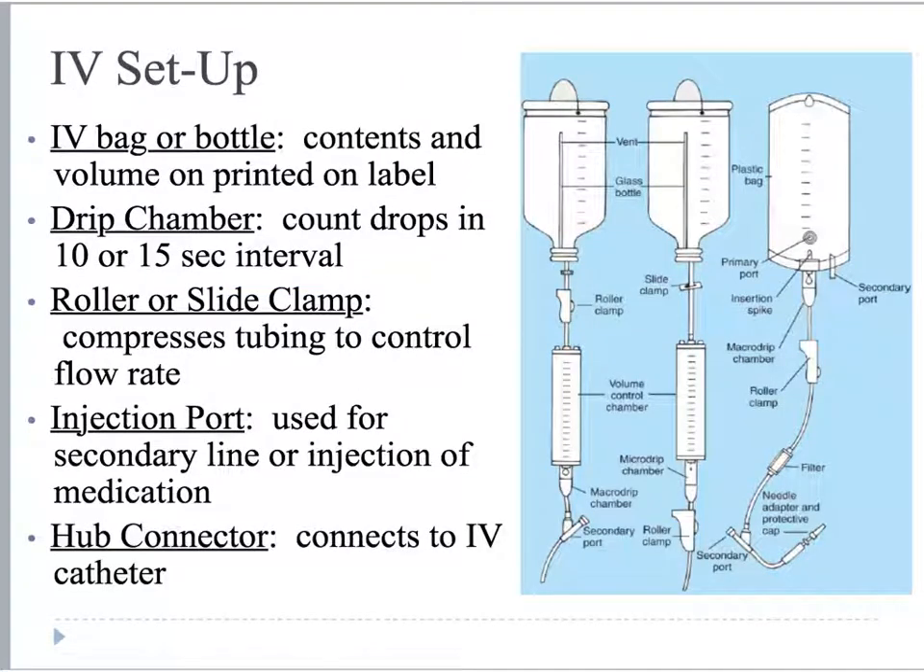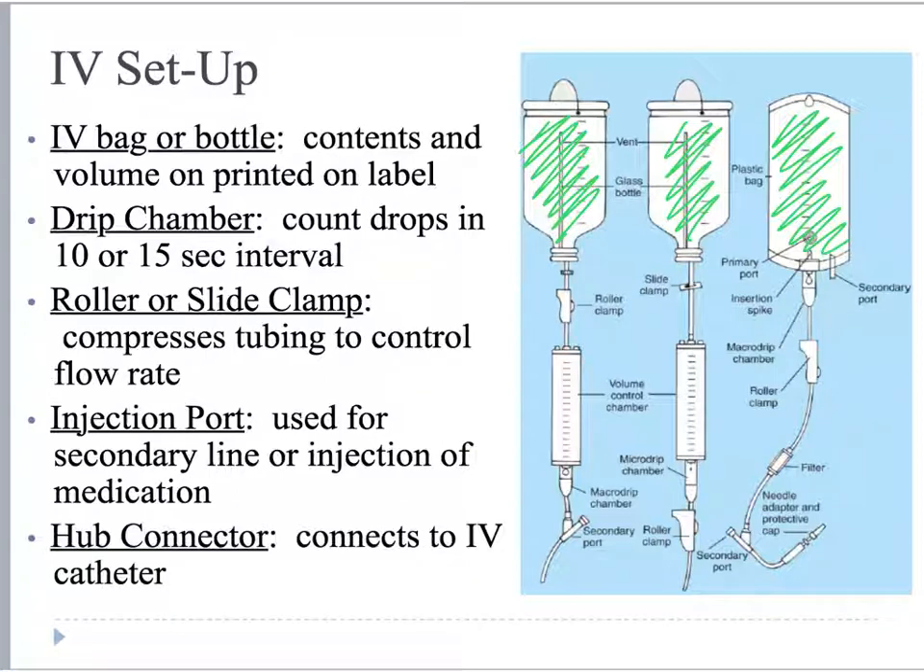Let's take a look at IV setups. So there is an IV bag, or it could be an IV bottle. And you'll see that at the top here. So here would be our bag, or in this case would be our bottle. The one on the far right here would be a plastic bag. So the contents and the volume will be printed on the label. So that's something that's very important to check, what exactly we're working with. And the volume, how many milliliters, would also be very important.